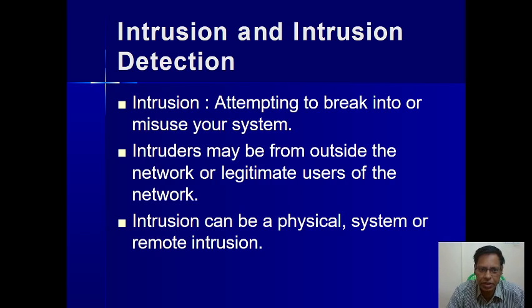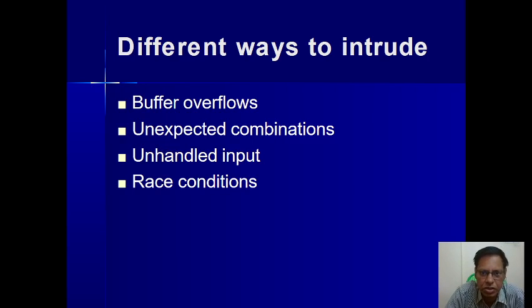Intruders, those who are sending the virus, may be from outside the network or legitimate users of the network. So a third person may send the viruses, or because of some unexpected error of the system or the networking or any problem, our system may also be interrupted. Intrusion can be a physical system intrusion or a remote intrusion. What is a remote intrusion? Through wireless, through the networking, we can get the virus effect. These are different ways to intrude.